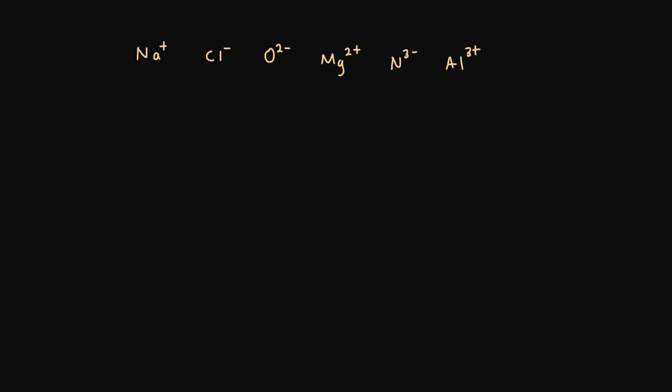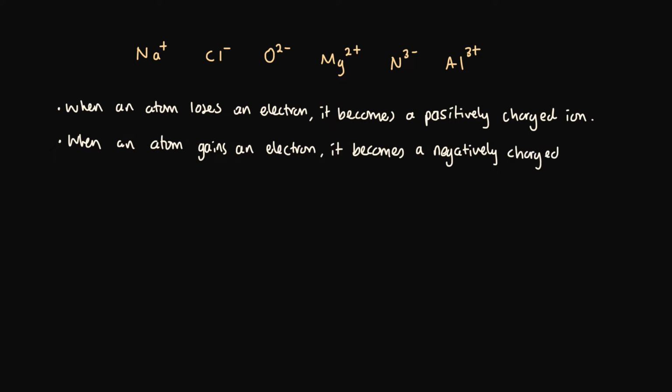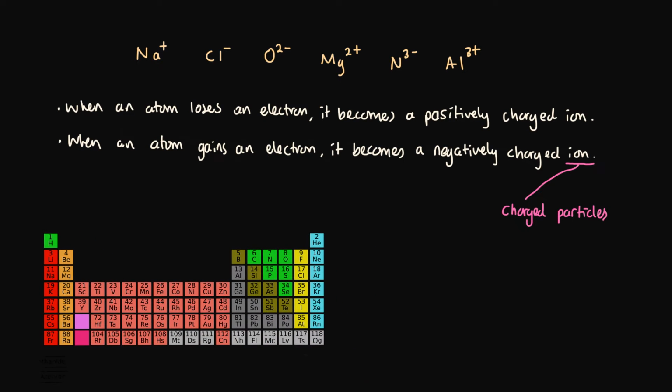These are all ions. When an atom loses an electron, it becomes a positively charged ion. And when an atom gains an electron, it becomes a negatively charged ion. So ions are simply charged particles. Here is a periodic table.